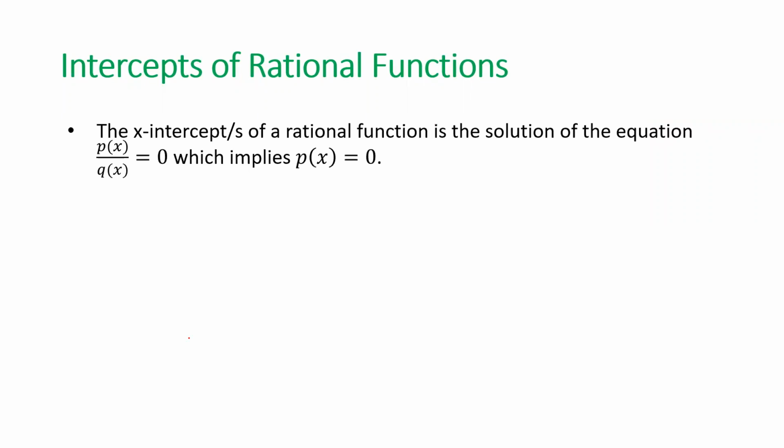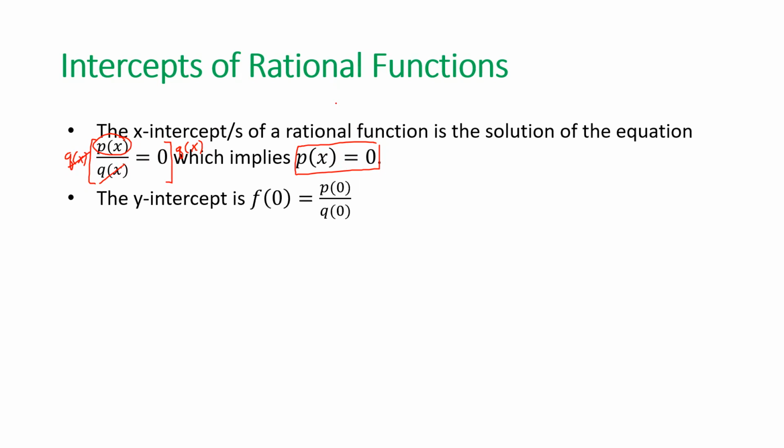For the intercepts of rational functions, the x-intercepts of a rational function are the solutions of the equation p of x over q of x equals 0. If we multiply both sides of the equation by q of x, the left side will become p of x, and the right side is 0. So to solve for the x-intercepts is to solve for p of x equals 0. In other words, we need to equate the numerator of the rational function to 0. In case the numerator is a constant function, then the rational function does not have an x-intercept.